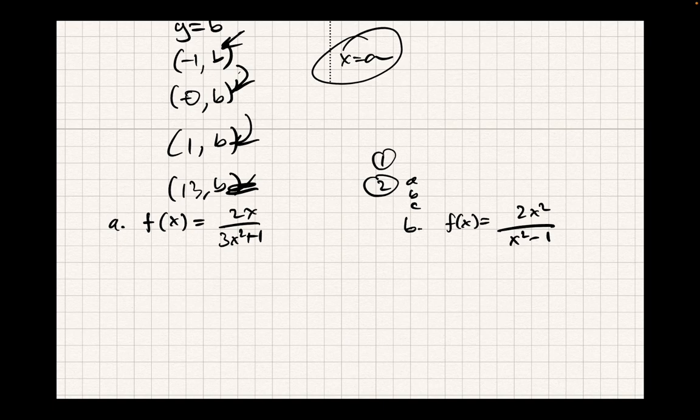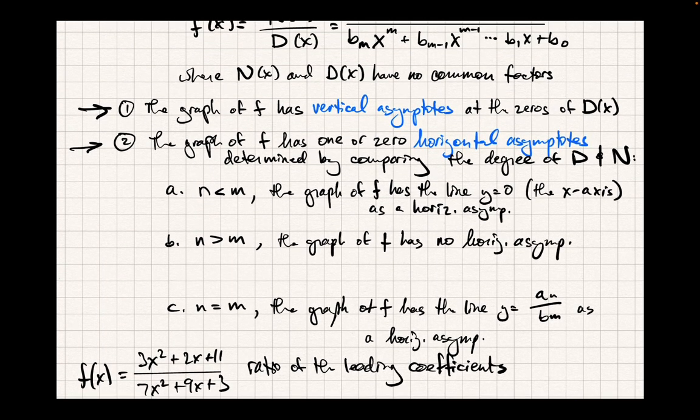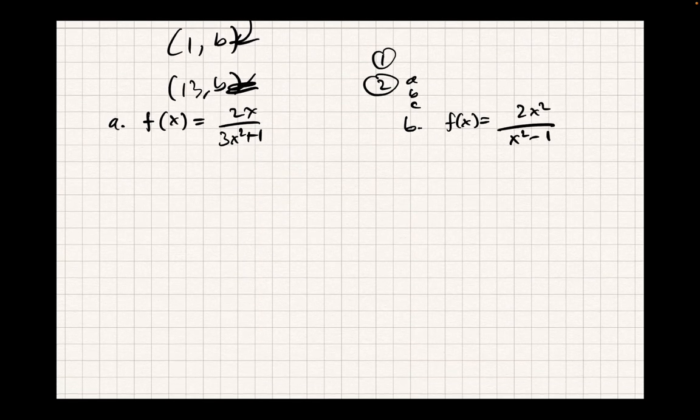Warren, are you writing furiously? I'm pondering. So you should have your list of rules in front of you, and then you should start applying the lists to function A and function B.